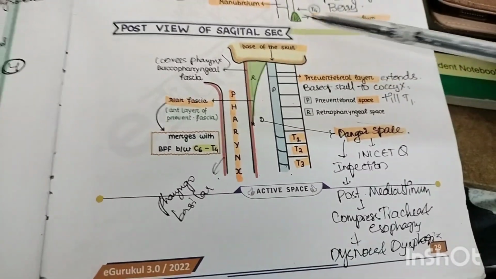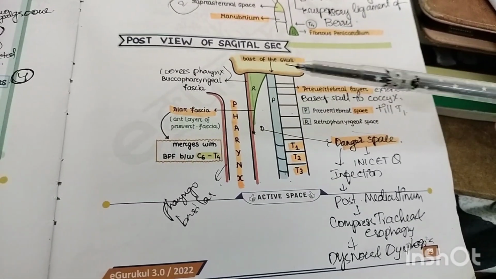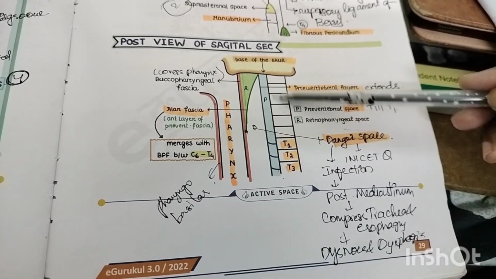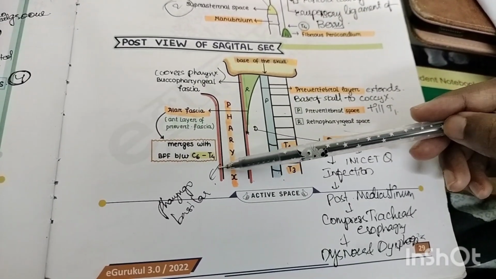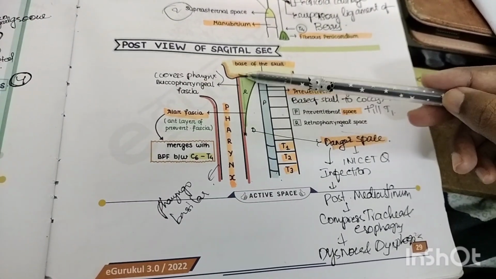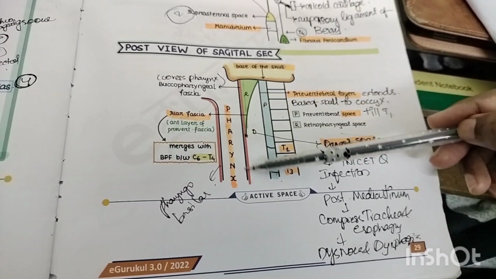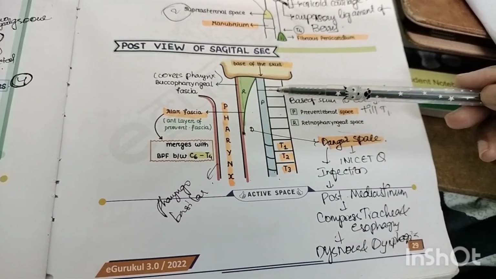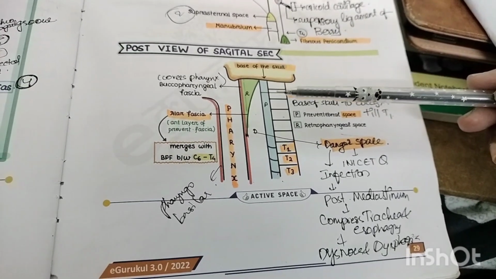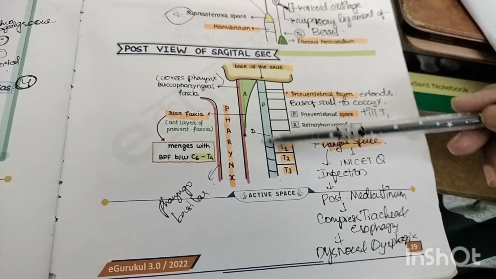Next, the posterior view of the sagittal section. If we take a posterior view, we have the pharynx, and these are the vertebrae. To the pharynx, the pharyngobasilar fascia is present, and next this is the buccopharyngeal fascia, which covers the pharynx. And this is the prevertebral layer, and the area between the buccopharyngeal fascia and the prevertebral layer is considered as a dead space.